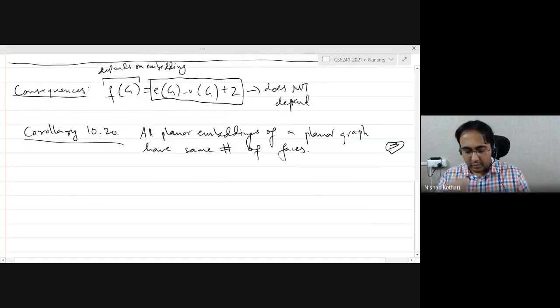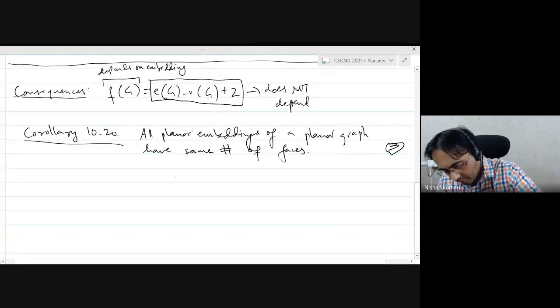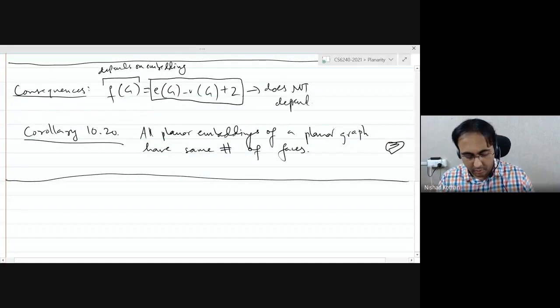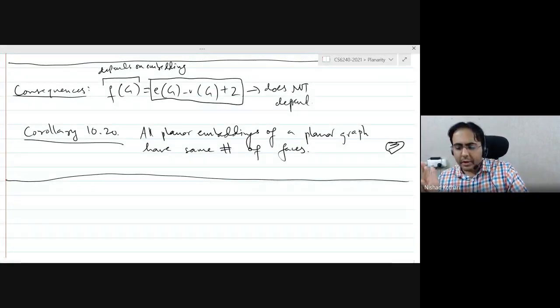So that's one consequence. There are some other consequences of Euler's formula that I want to mention. Well, basically, there's one more point I want to mention. So intuitively, you would think that a planar graph cannot have too many edges, right? You would think that if you have too many edges with respect to the number of vertices, then your graph would be non-planar, right? And that intuitive thought is actually true.